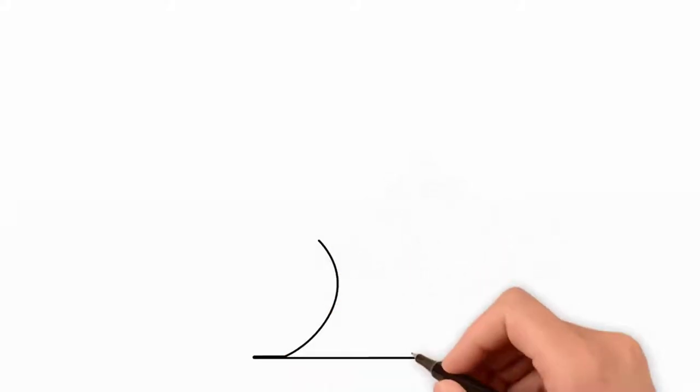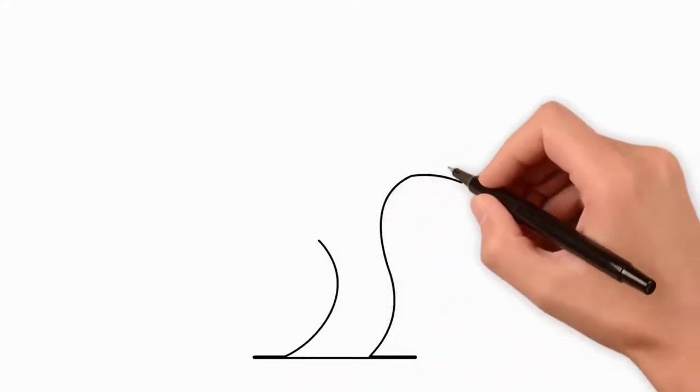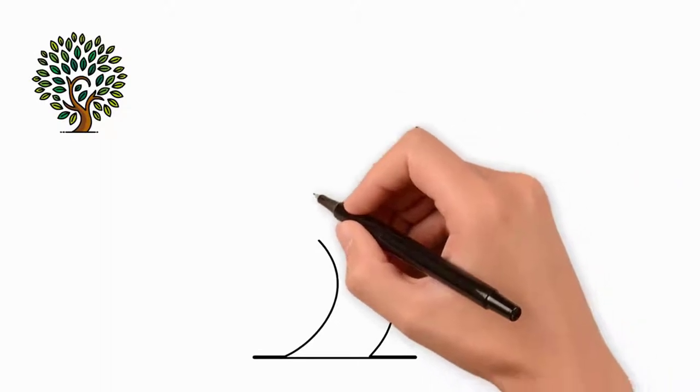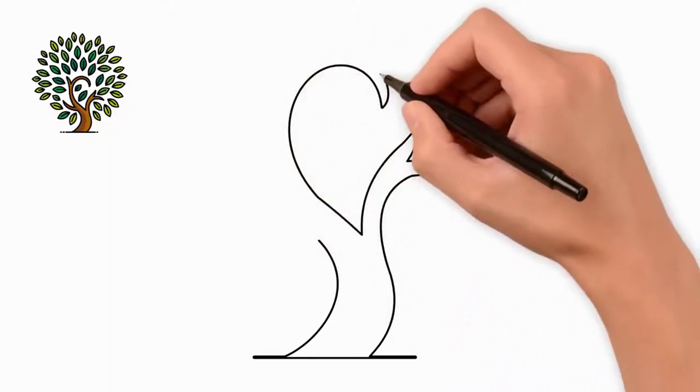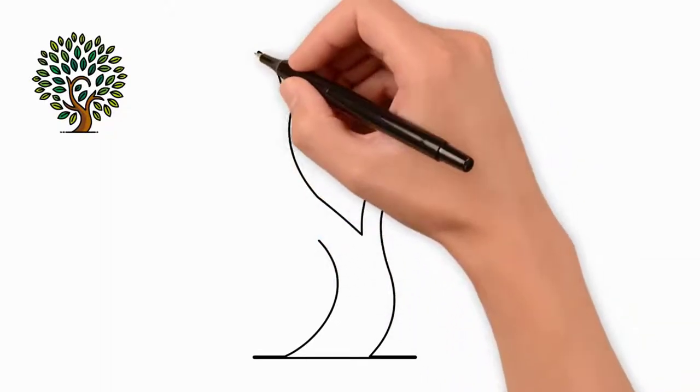How to draw a beautiful tree step by step. We all love the forest and the trees. Today we will draw a tree. First, draw a tree trunk. It stands firmly on the ground.